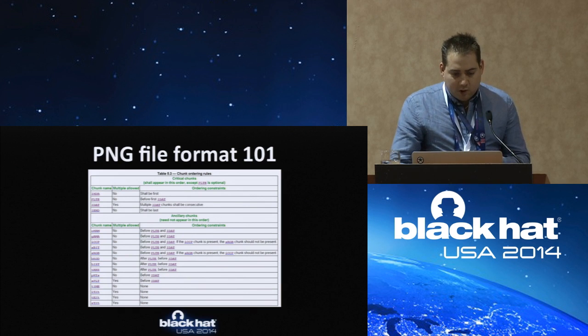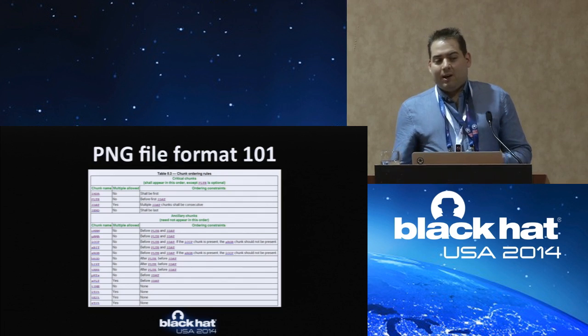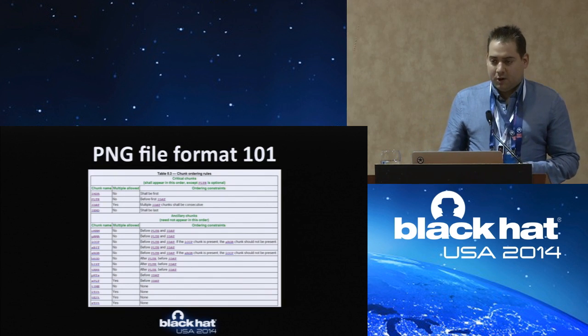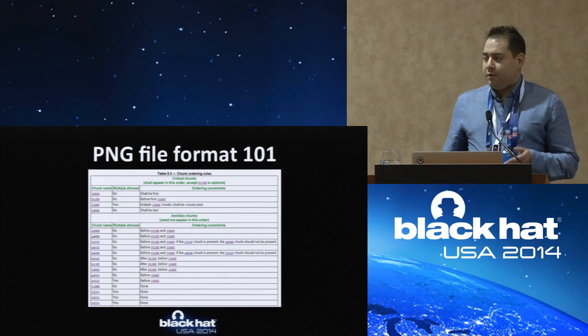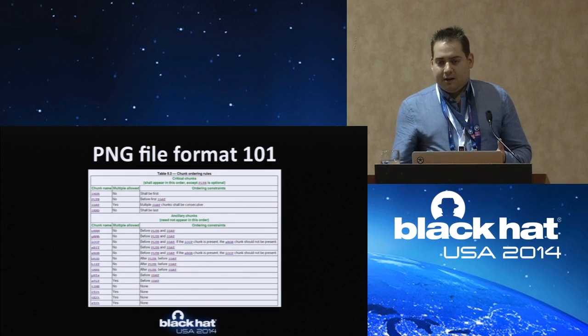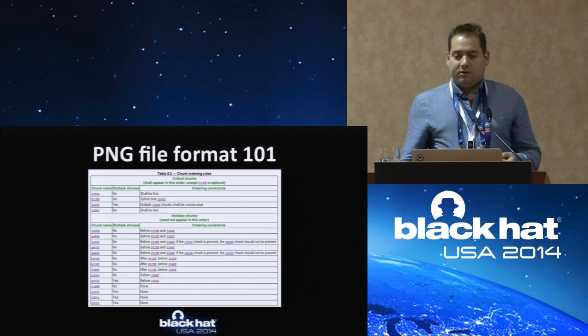And then you can have a lot of other chunks that are called ancillary. Those are basically optional chunks, and you can put comments, like dates, time of creation. A library is capable of reading an image without knowing about those chunks.